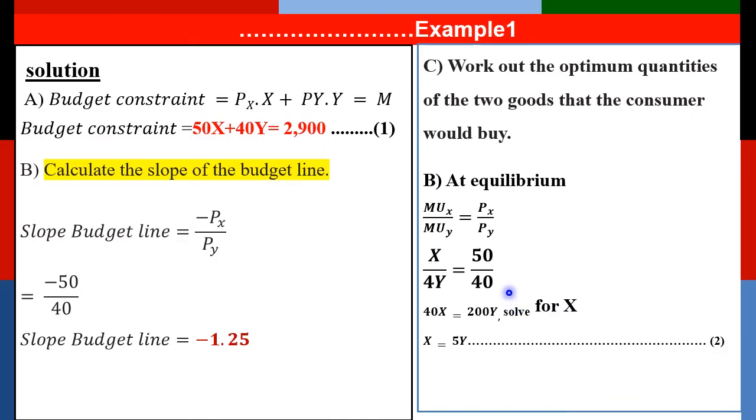So multiply across. Then X multiplied by 40 is 40X. Again, 4Y multiplied by 50 is 200Y. Then solve for X from this equation. Divide both sides by 40, and X is equal to 5Y. Let's say this is equation 2. This is equation 1 and this is equation 2.